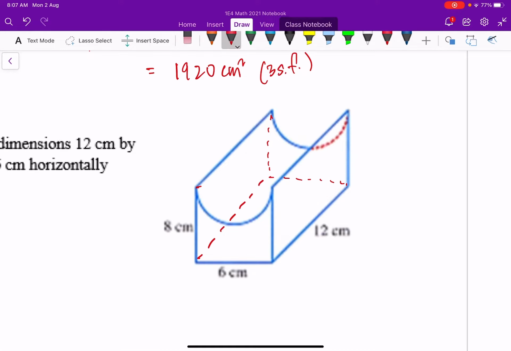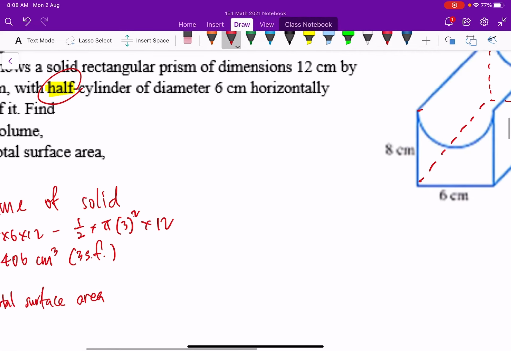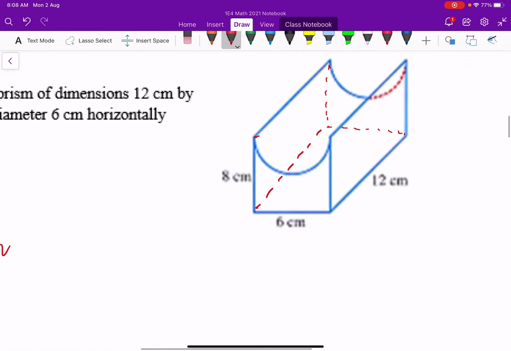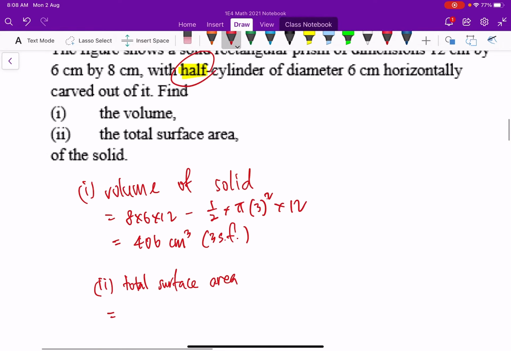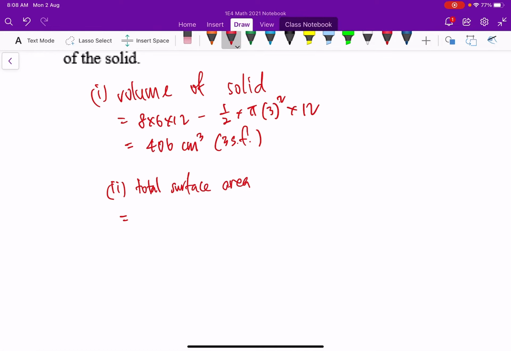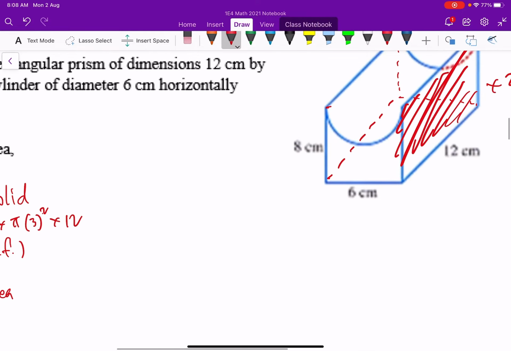But what about the rest? The rest are not so simple, so we need to take a look. Let's find the easy one first. The side here is an easy one, and there are 2 of them. Agree? So what I can do is calculate that first: 2 times 8 times 12. Then after that, find another easy one first. What's the easy one here?